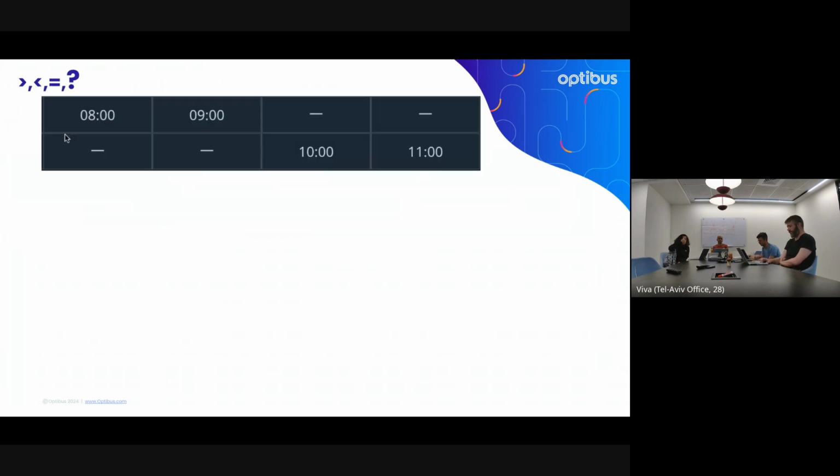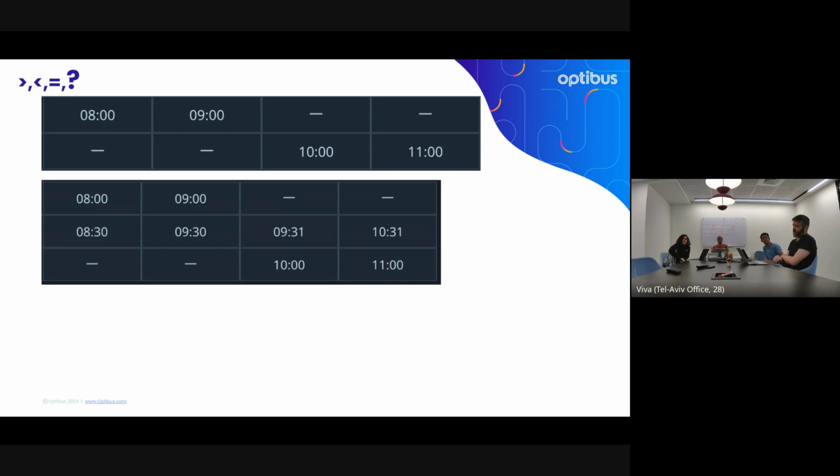Okay, now this is the problem that I talk about. Now we have two trips. We have a trip that stops at the first and second stop at 8 and 9. You have another trip that stops at 10 and 11. They don't have any common stop. So which trip should be first? If you have only these two trips, you don't know which trip should be first.